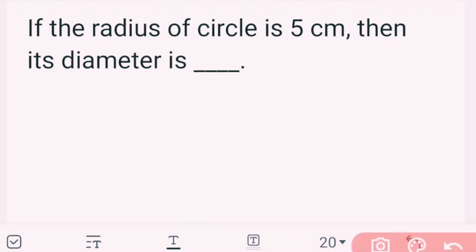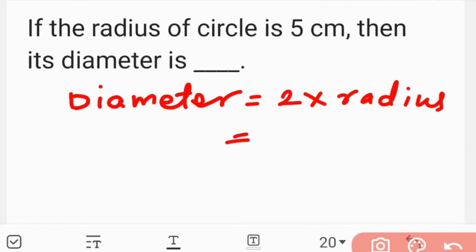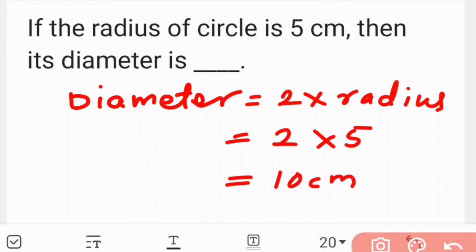If the radius of a circle is 5 cm, then its diameter is dash. The radius of the circle is given as 5 cm. Diameter is equal to 2 into radius. The radius is 5 cm, then 2 into 5 is 10 cm. Then the diameter will be 10 cm.